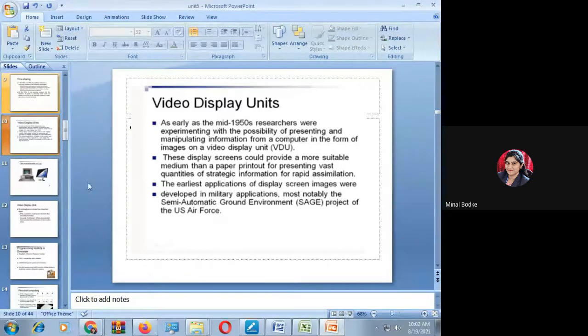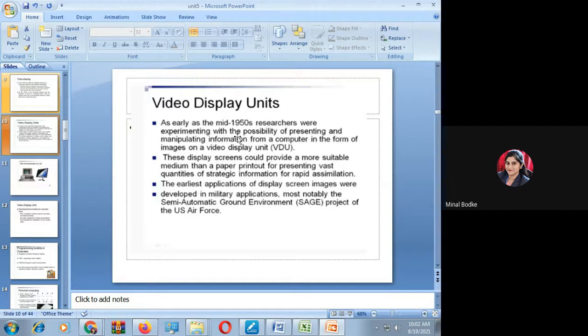Okay, so see the second point. This display screen would provide a more suitable medium than a paper printout for presenting a vast quantity of strategic information for rapid assimilation. The earliest application of display screen images was developed basically for military applications for air defense. The first product which was developed, which we have discussed earlier also, was the Sketchpad.